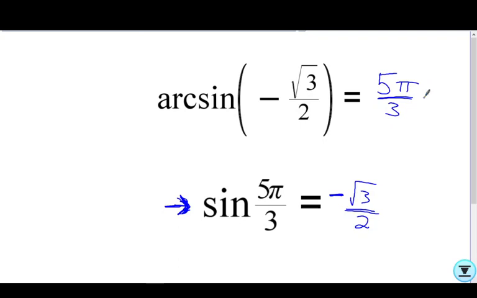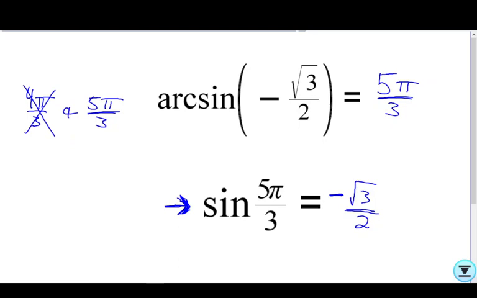The problem is that there are two places on the unit circle where sine is negative root 3 over 2. It happens at 4 pi over 3 and at 5 pi over 3. Both those places, sine is negative square root of 3 over 2. But remember, the arc sine will only give you values back from quadrant 1 and quadrant 4. So the arc sine will never give you back that value at 4 pi over 3. It'll only give us 5 pi over 3. Does that make sense?